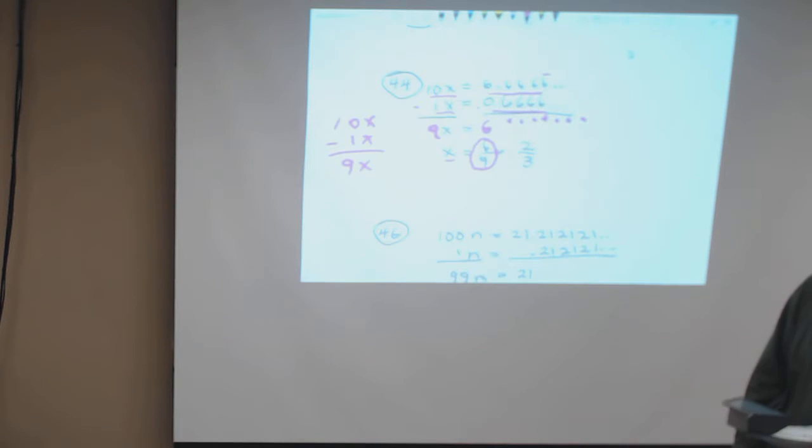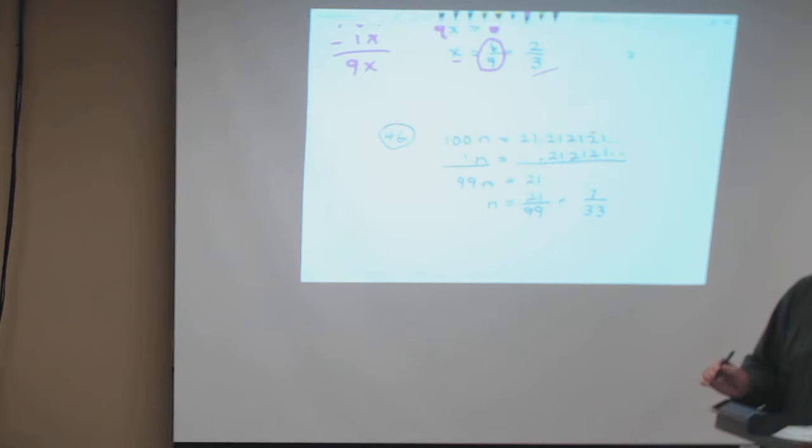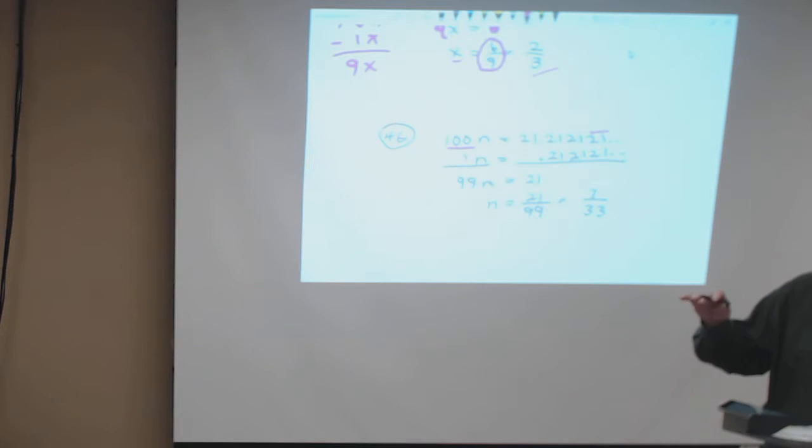This is the technique that you use for doing these. And then you reduce it down and you get 2/3. Let's do number 46. Now see, this time 2 things repeat. You see that? So since 2 things repeat, I'm going to multiply the number by 100. 2 zeros. And 100 times that number is 21.212121. Everybody see how I'm getting that?